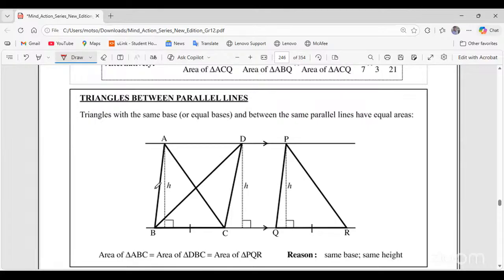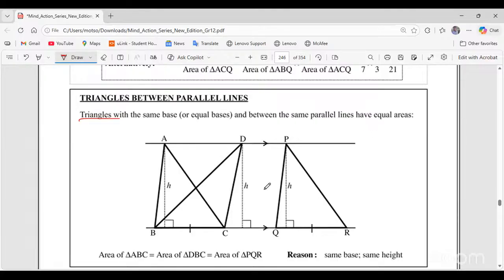And then there exist some triangles between these parallel lines. This triangle ABC is between those parallel lines, and this triangle DBC is between the lines. And this triangle PQR is between those parallel lines. So let's see what they are saying here. They are saying triangles with the same base or equal bases, and those triangles are between the same parallel lines, have the same area or equal areas.